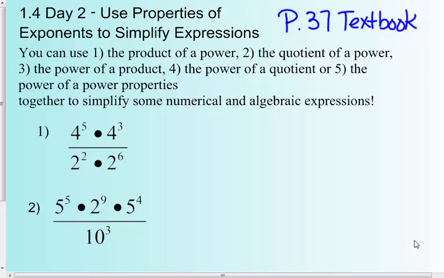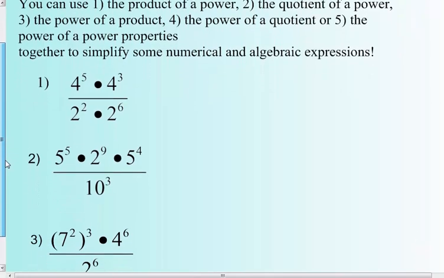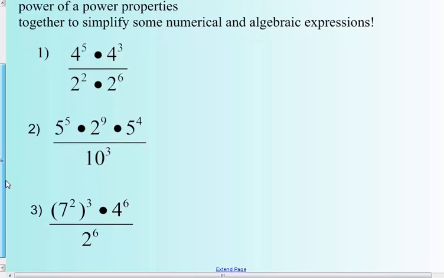We've gone through 5 properties with simplifying expressions: the product of a power, the quotient of a power, the power of a product, the power of a quotient, or the power of a power properties. Okay, so we're going to review everything that we've done so far in this video.